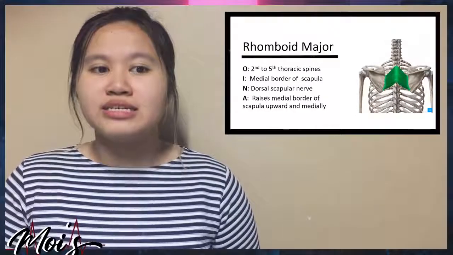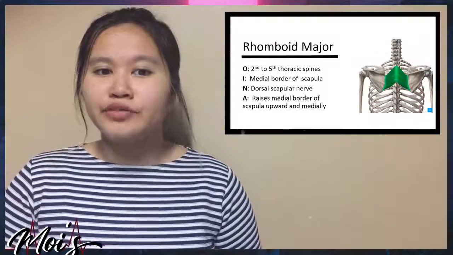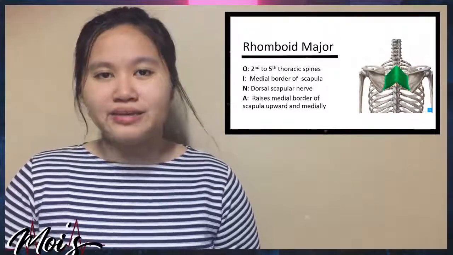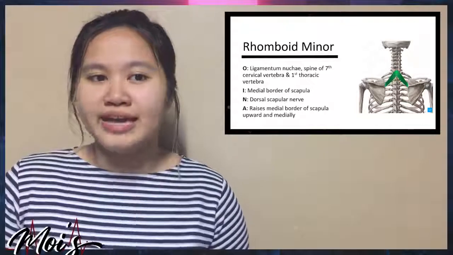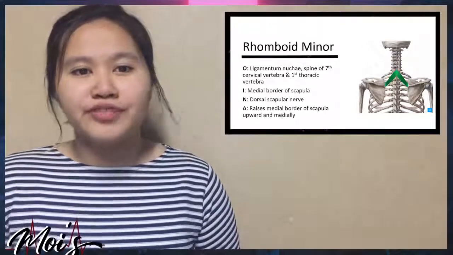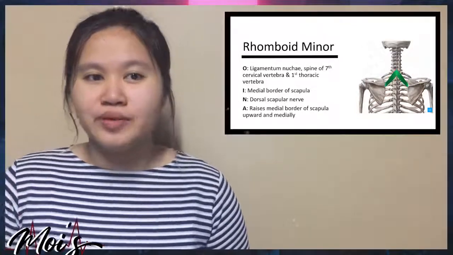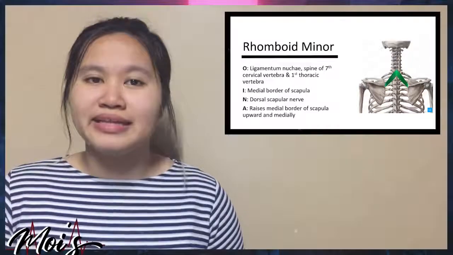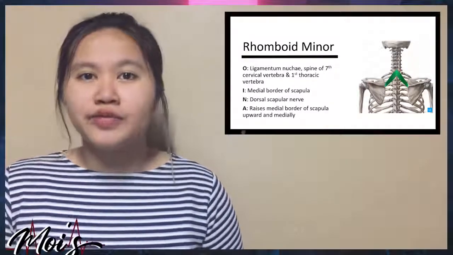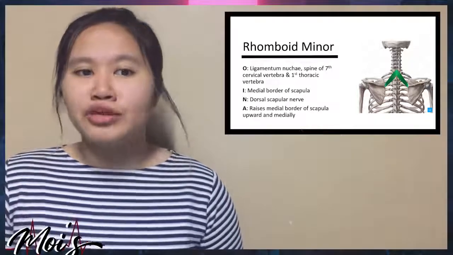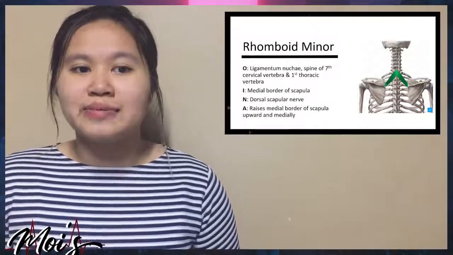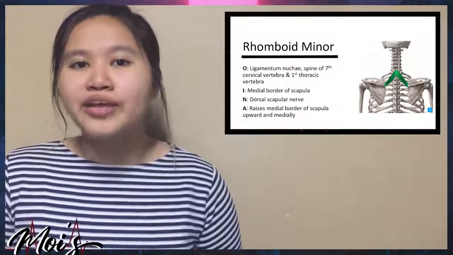Rhomboid major is the one that pulls the medial border of the scapula upward and medially, while the rhomboid minor originates in the ligamentum nuchae, spine of 7 cervical vertebra, and first thoracic vertebra. It inserts in the medial border of the scapula, and the nerve supply of that is the dorsal scapular nerve. Rhomboid minor pulls the medial border of the scapula upward and medially.